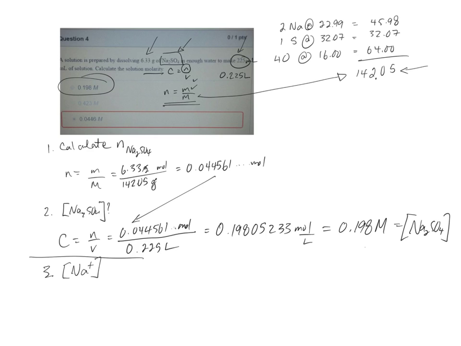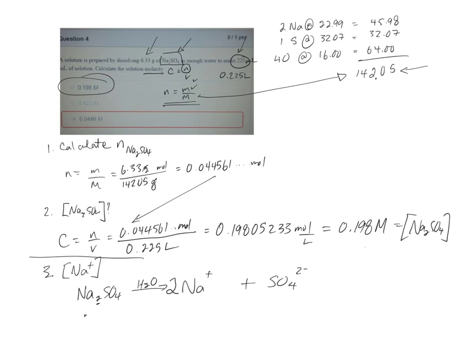Anyway, when you dump sodium sulfate into solution, it dissociates. So I have sodium sulfate. If I dump it into water, this will break into sodium ions and sulfate ions. And then I need to balance. I have 2 sodiums here, so I need 2 sodiums over there.